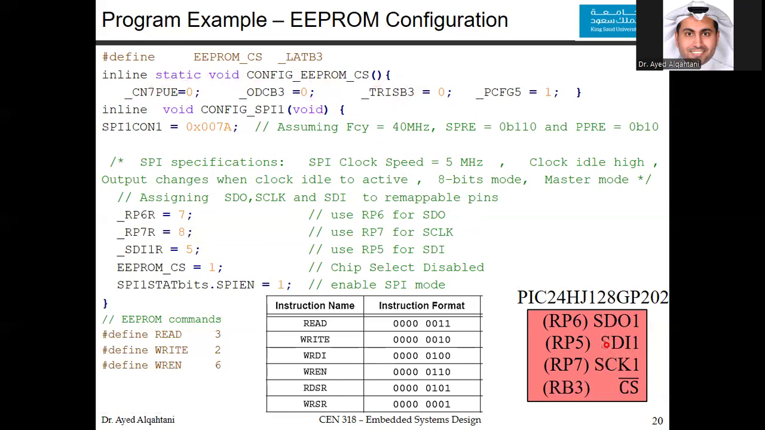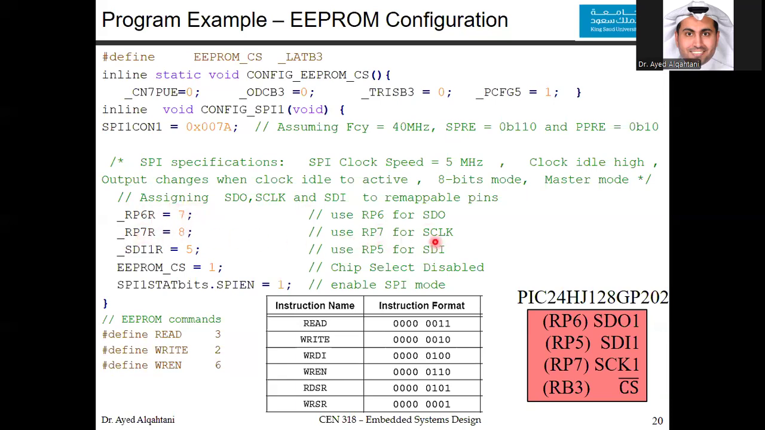For the other values, we configure them inside this method or this macro. First, the SPI control register. This is what we found, A700. And now we will use the remappable pin for the SDO. That's the way. We say RP6R equal to 7. That's the remappable pin number. And that's the code for the SDO, which is 7.